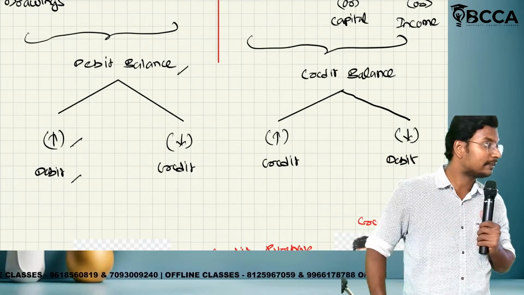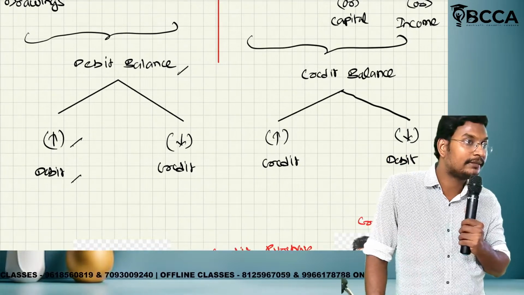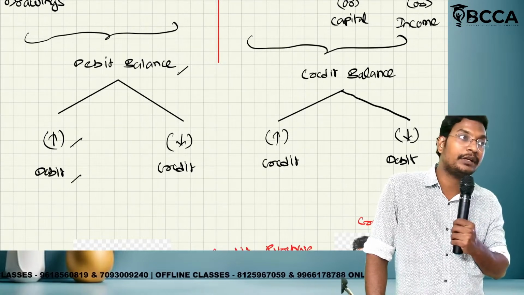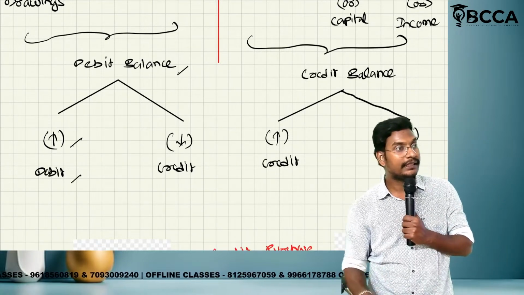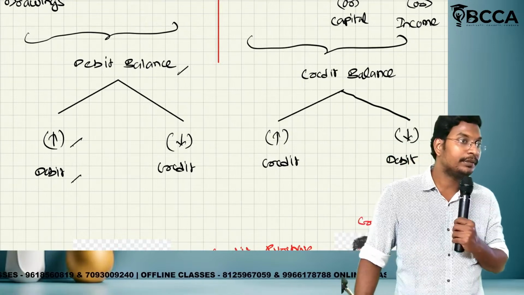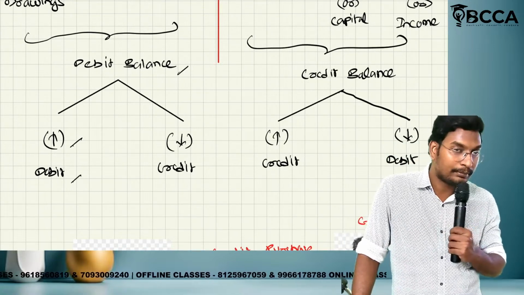Now debtor is an asset. Asset means debit balance. If the debtor value increases, what do we have to do? We debit. If the debtor is an asset and the asset value decreases, what do we do? Credit, because the asset has a debit balance.